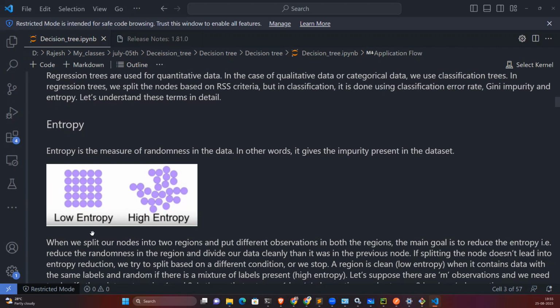I think everyone is coming from a science background, so I would ask one question: what is entropy? In physics, thermodynamics, there was one chapter in +2 where you would have learned what entropy is. Anyone? I am from a commerce background, sir. Oh, you are from a commerce background.